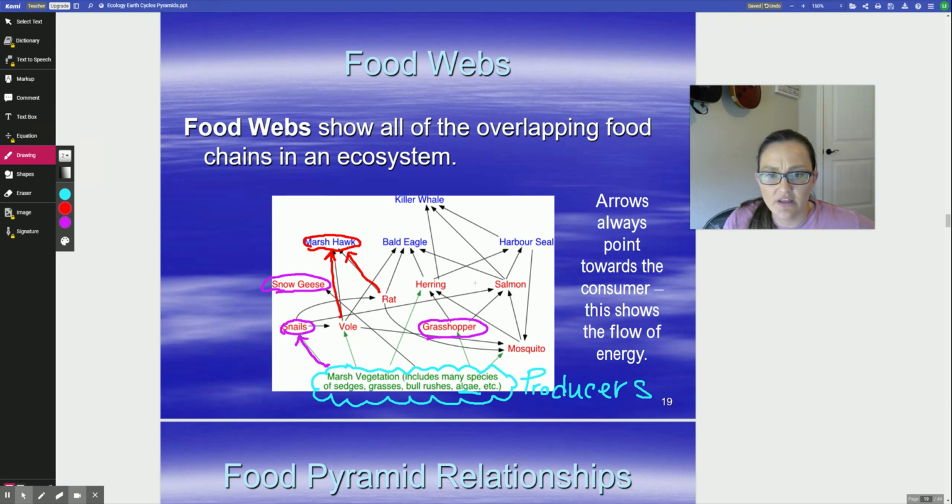Let's see here, killer whale. Yep, you're only eating meat, killer whale. You're a carnivore. Bald eagle, let's see here. Yep, bald eagle. Carnivore. Harbor seal, what do you know?